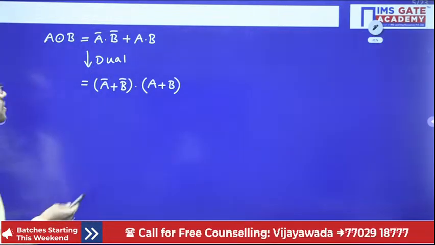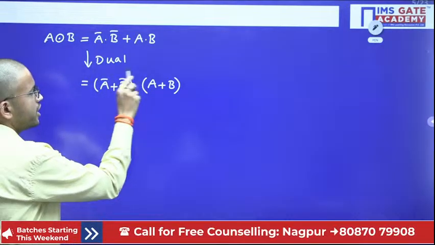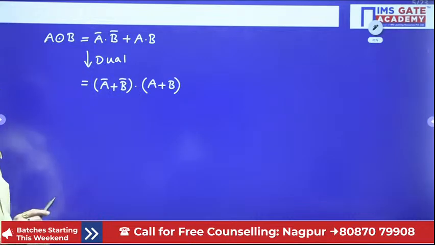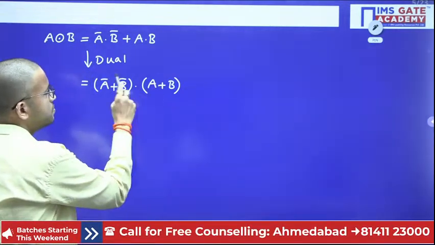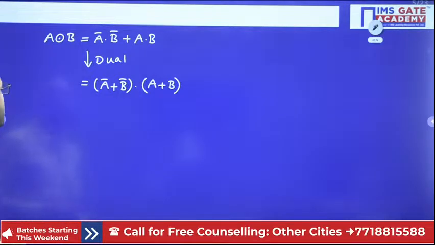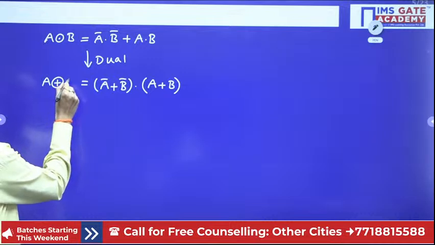See, it is very simple. Just observe. A bar into A is nothing but 0. A bar into B, you are getting A bar B, plus B bar into A is AB bar, plus B bar into B is 0. So that means you are getting A XOR B.